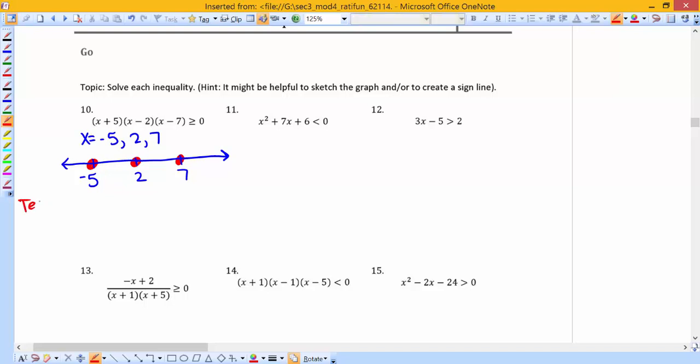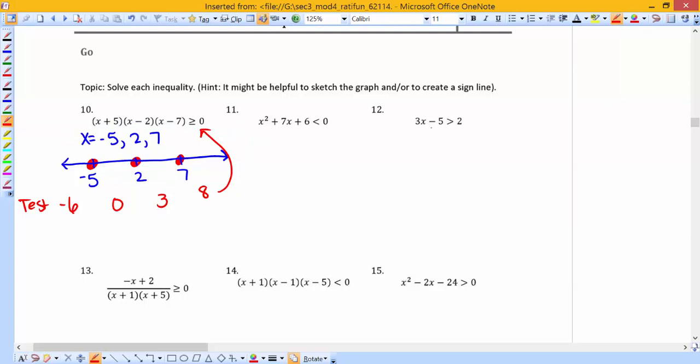You would probably want to test something like -6 or less. Something in between -5 and 2. So how about 0? Something in between 2 and 7. Let's go with 3. Something greater than 7. Let's go with 8. So you're going to take those numbers and plug them into your original inequality and see if they're greater than or equal to 0. Remember, if it's yes, you highlight that section, and then when you're done testing all of them, write your intervals. You will need to do that for 10, 11, 14, and 15.